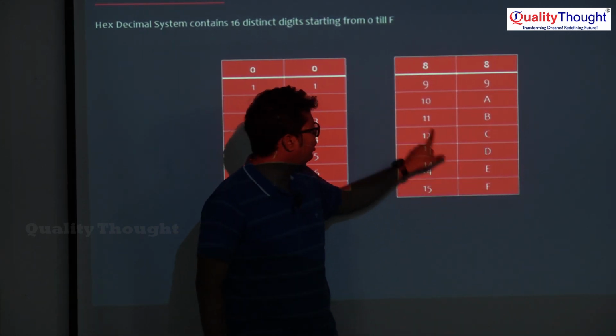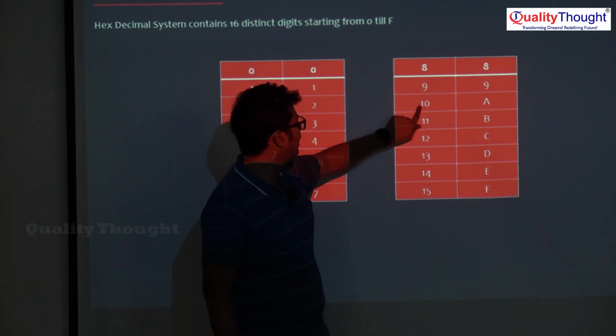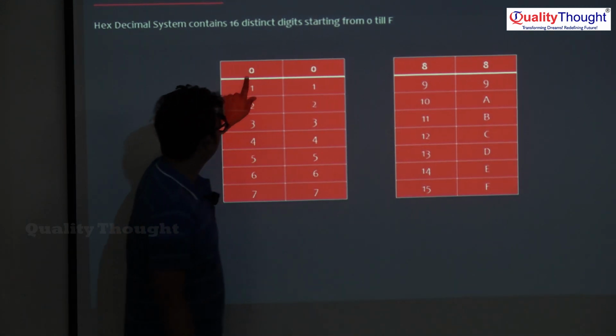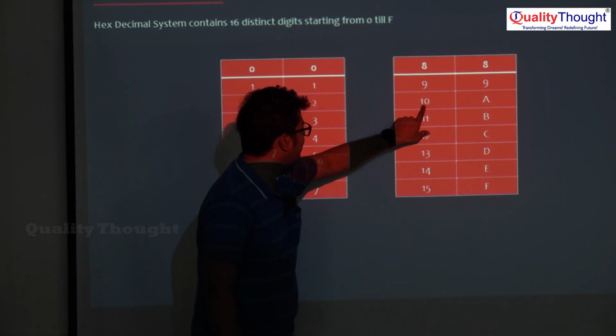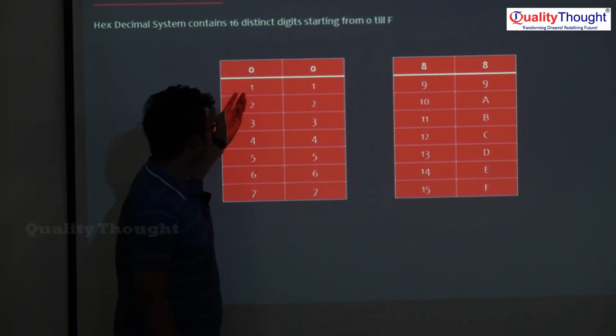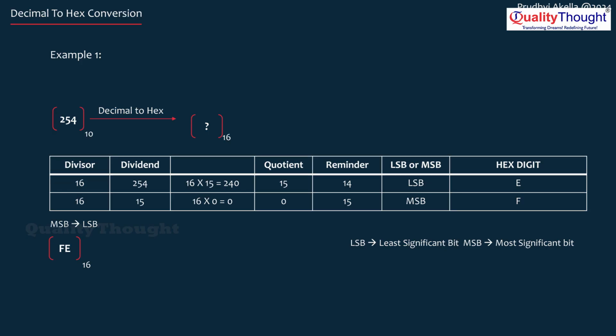Because if I represent 10 as 10, then this will become 1 0, correct? Am I right or wrong? There will be no difference here. 1 0 is again a 1 0 kind of a thing, right? So that's the reason they are given A for 10 and 15 is represented as F. That's how it is. It's as simple as it is.